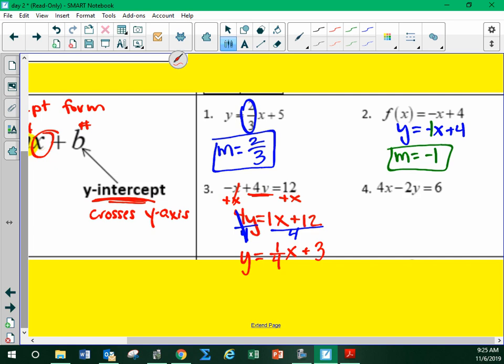Now again, all we're simply finding right now is the slope. Our slope is simply what is in front of x. Or we just call it slope, basically. So my slope is 1/4. My slope is 1/4. So again, get y alone, and then I can find my slope.